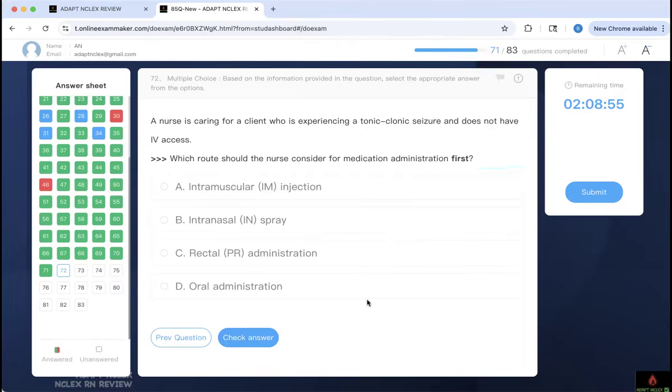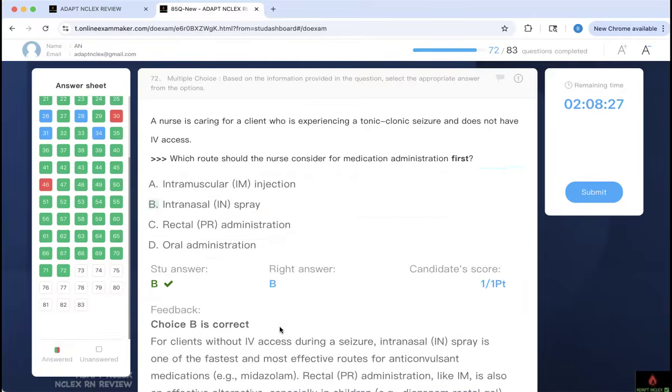IM, nasal, perirectal, and oral. If I can't give you IV, what is the fastest I can give you the medication? What is the fastest? Think about it. Safe medication administration. Intranasal is the safest and the fastest.